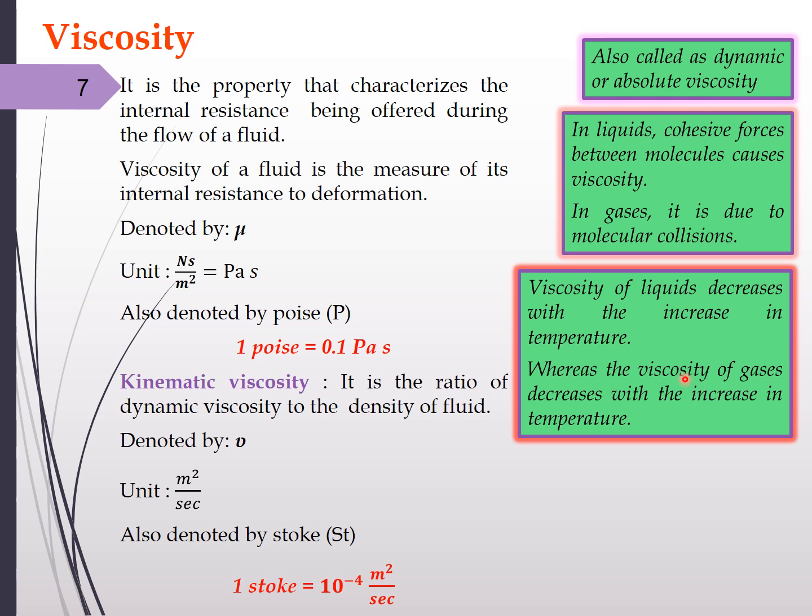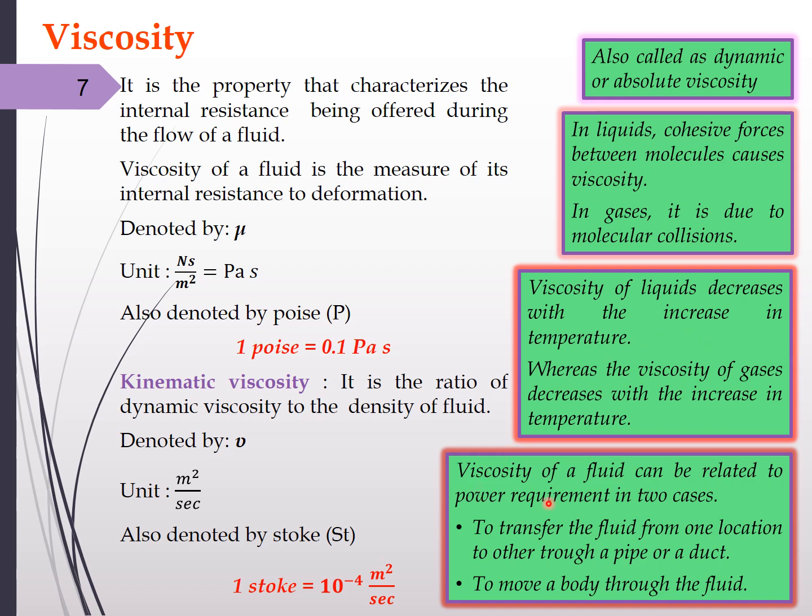Why? The reason is that, as I have told you previously, in case of liquids, viscosity is due to cohesive forces. The cohesive forces decrease on the increase in the temperature. So if the cohesion decreases, the resistance will also decrease. In case of gases, the viscosity is due to molecular collision. On the increase in the temperature, the molecular collisions will increase, so it will lead to an increase in the viscosity. That's why viscosity increases with the increase in temperature in case of gases, and viscosity decreases with the increase in temperature in case of liquids.